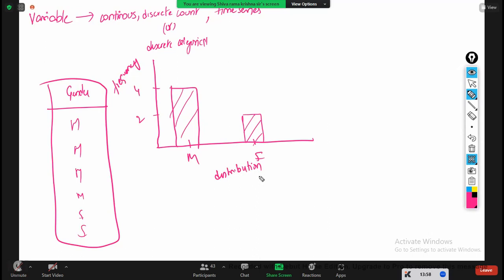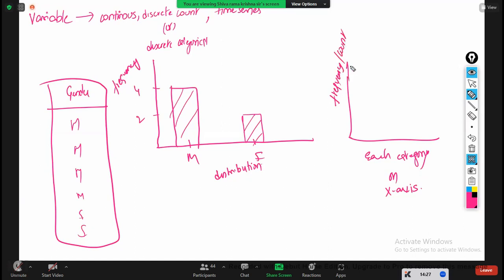We discussed yesterday that if any discrete variable is there, how we take the frequency distribution. We mention whatever categories are there, each category on the x-axis, and their frequency. Frequency means simply the count, how many of them are there, and that we take on the y-axis. This is called a discrete frequency distribution.